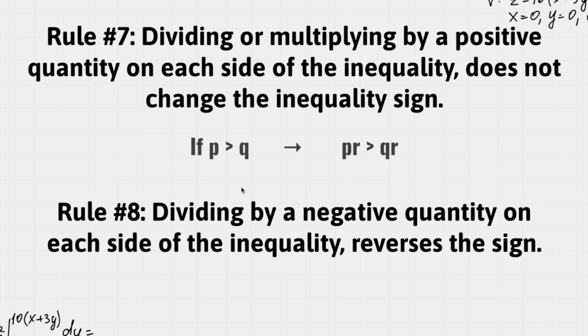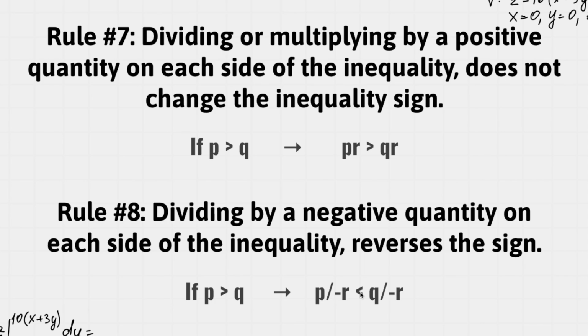Now, rule number 8 and last rule is that when dividing by a negative quantity on each side of the inequality, it reverses the sign. So again, like when multiplying by a negative number, when we divide by a negative number, it also reverses the sign. So here we can see the sign changes sides.